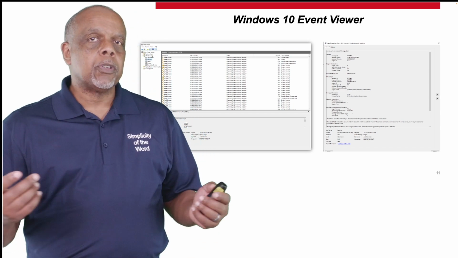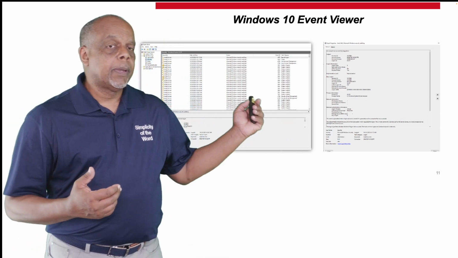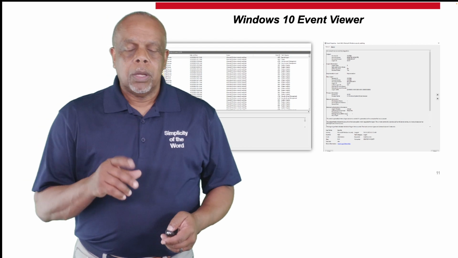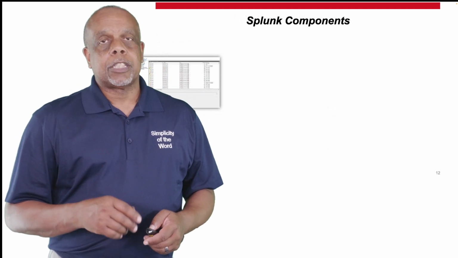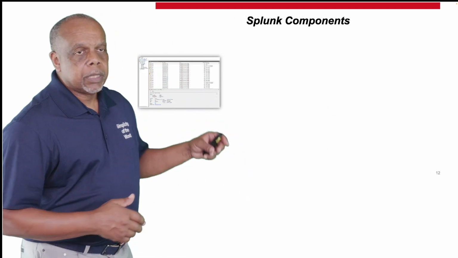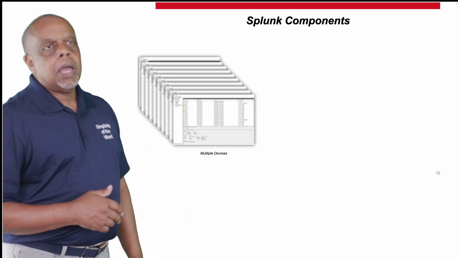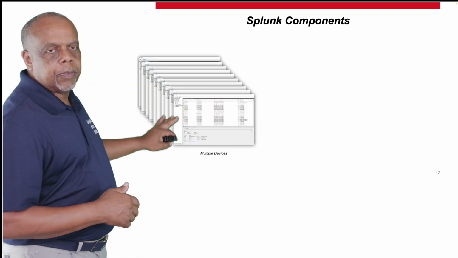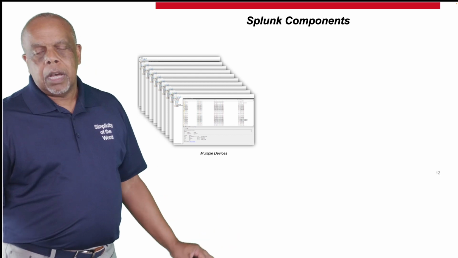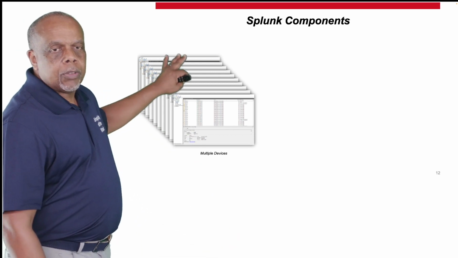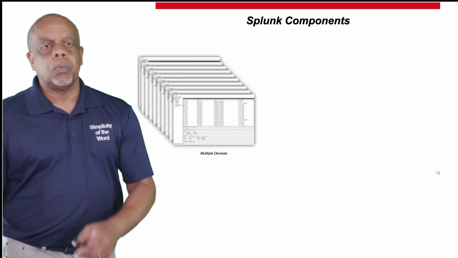But let's say I have 100 machines. Wow, think about the time it takes to do that with 100 machines. That's why we use tools like Splunk. Now what Splunk does, like I said, here's a single event viewer, but let's say we had multiple. We've got a whole bunch of event viewers, a whole bunch of hosts, of assets, and they're all generating event viewers. Well, here's what we can do.